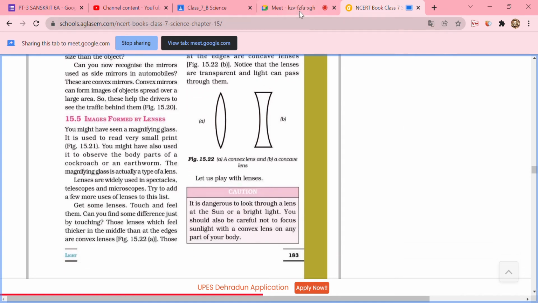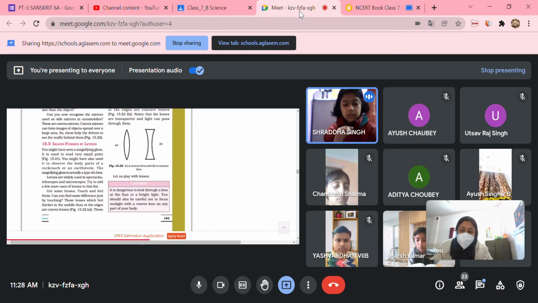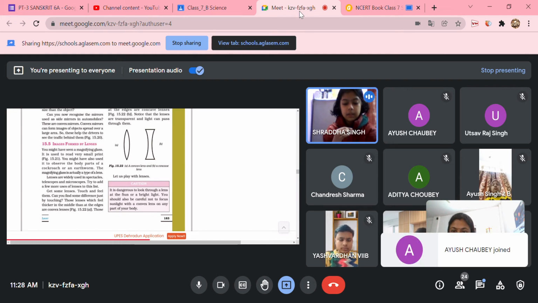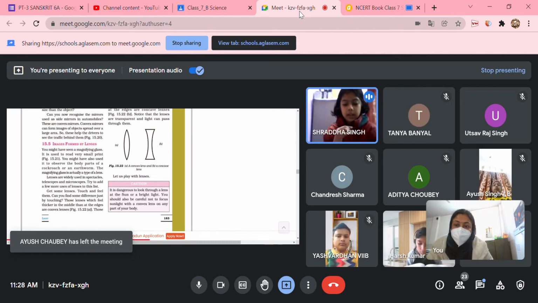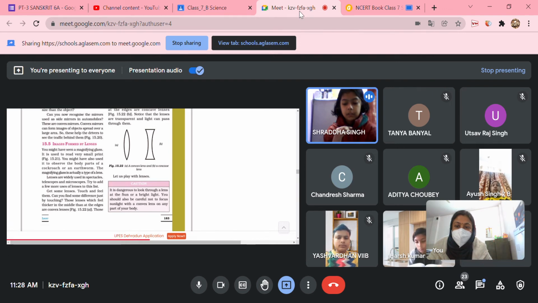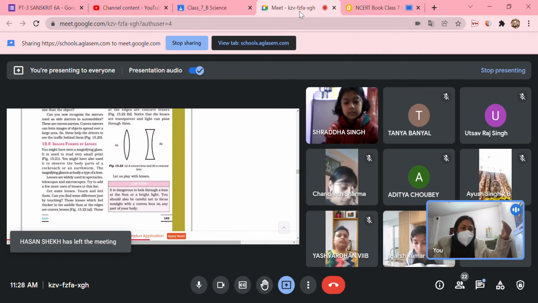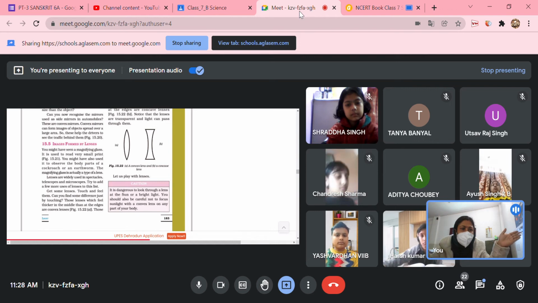Can you now recognize the mirrors used as side mirrors in automobiles? These are convex mirrors. Convex mirrors can form images of objects spread over a large area. So, these help the drivers to see the traffic behind them. Figure 15.20. You have all seen this on the bike, on the scooty, on the four wheelers. You have seen there are two side mirrors.